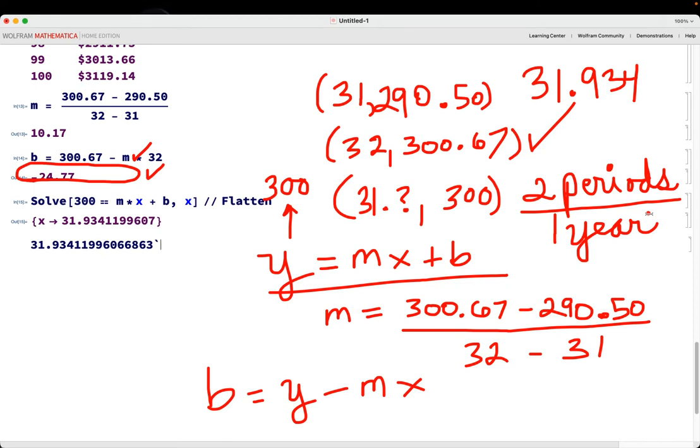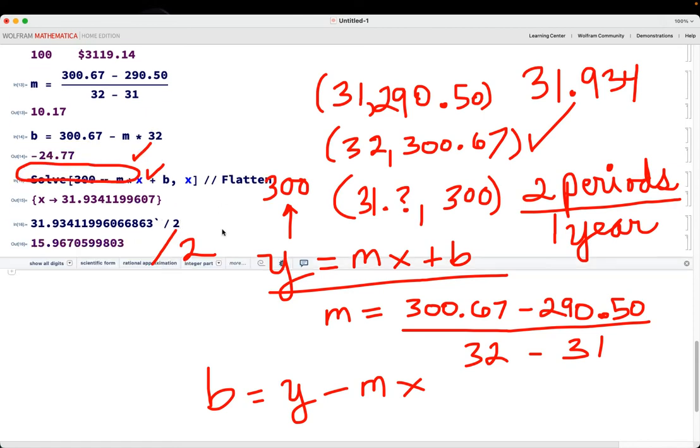So each period is 6 months, right? So there are 2 periods in 1 year. So if 2 periods is 1 year, I have to divide this number by 2 in order to get the number of years. So I'm going to take this number and divide by 2. So it's about 15.967 years. I rounded everything to 2 decimal places.